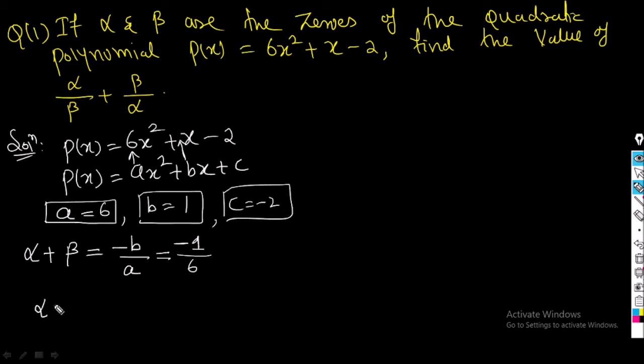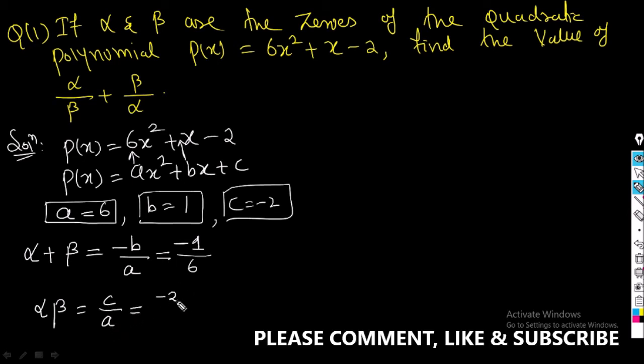Then the product of zeros, you should write alpha into beta, that is equal to c by a. So c value is minus 2 divided by a is 6. If you cancel, 2 1 ja 2, 2 3 ja 6, you will get the answer here, minus 1 by 3. Okay, done. Now what?